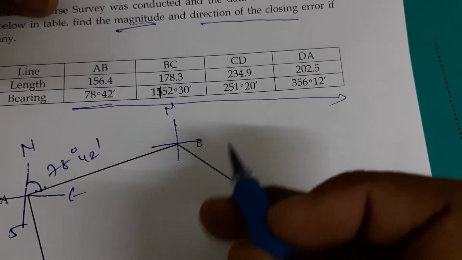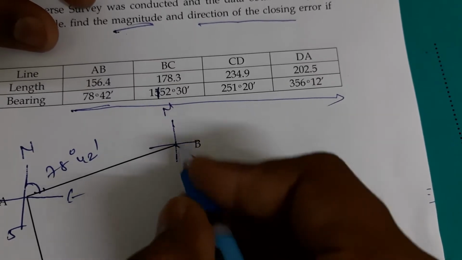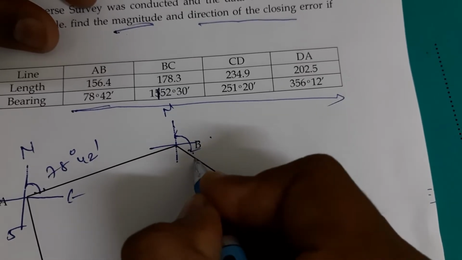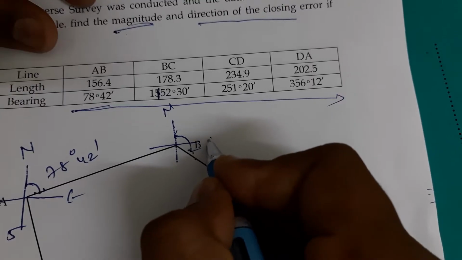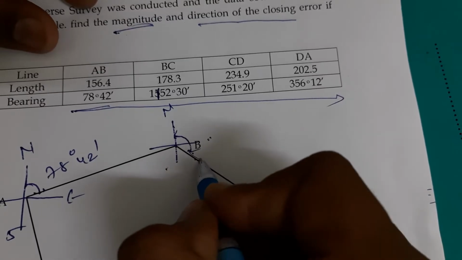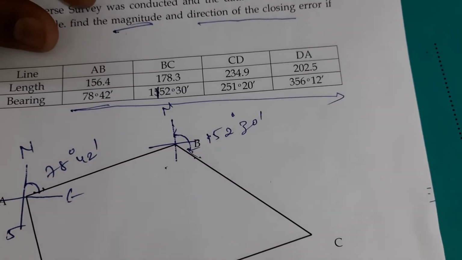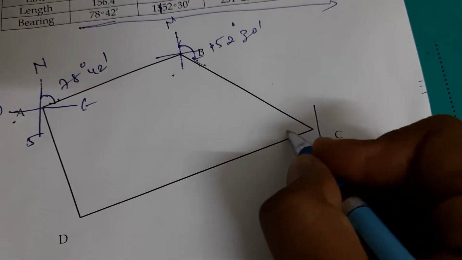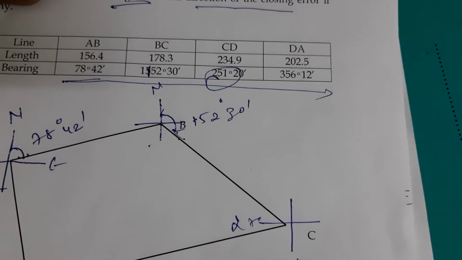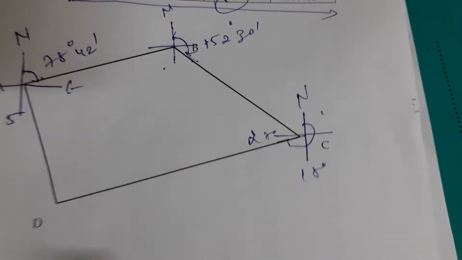Next is the line BC. The reading is 152 degree 30 minutes, which is somewhere here because it is more than 90 and less than 180, so I roughly draw it. For CD, the angle is 251, which lies between 180 and 270, so here also we draw with respect to the north direction.